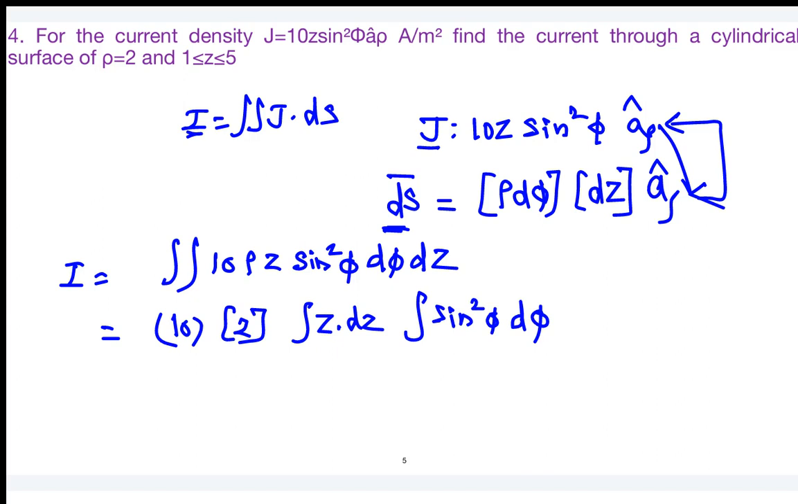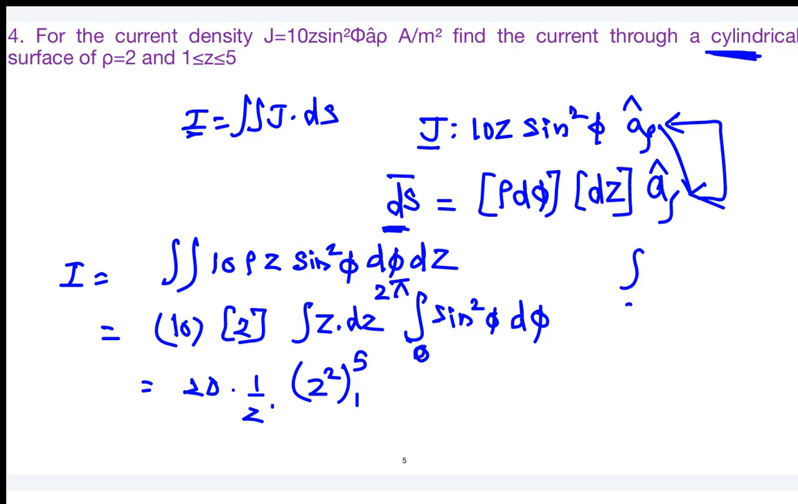So you can do the integration right now. This will be 20 into the integration of z, which is z square by 2. So 1 by 2 into z square, and here he has given z varies from 1 to 5. And you know that the phi limits for a complete cylinder will be 0 to 2 pi. So in the question, he's talking about a cylinder, right? Which means the integration will be from 0 to 2 pi.